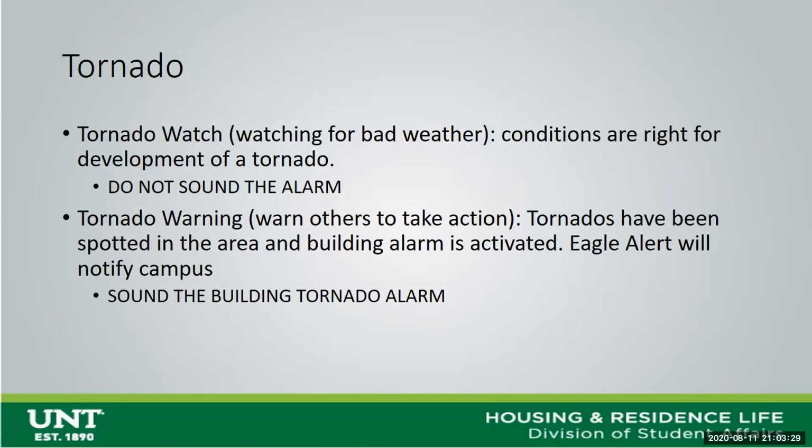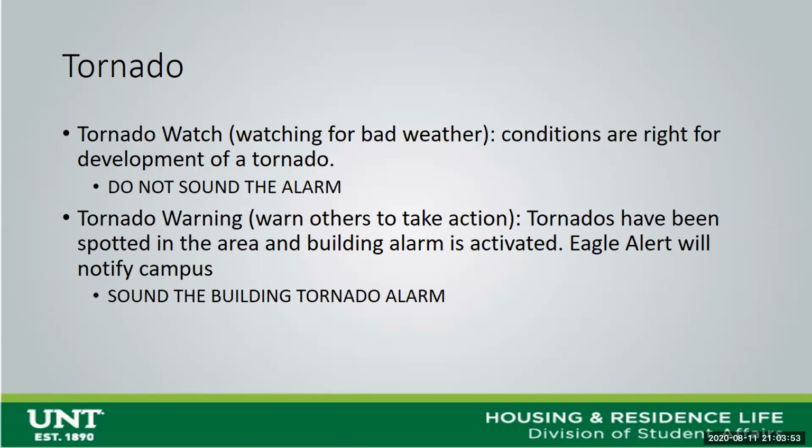If there is a tornado, there's two different types of alerts that can be given when there is a potential for a tornado. Either a tornado watch, which just means that we are watching for bad weather, conditions are right for the development of a tornado. We do not sound the alarm for a tornado watch.